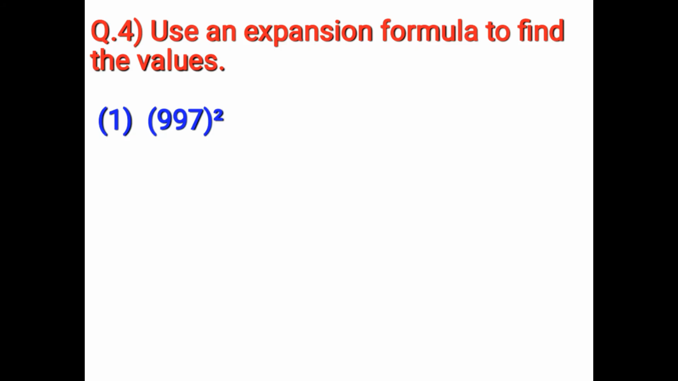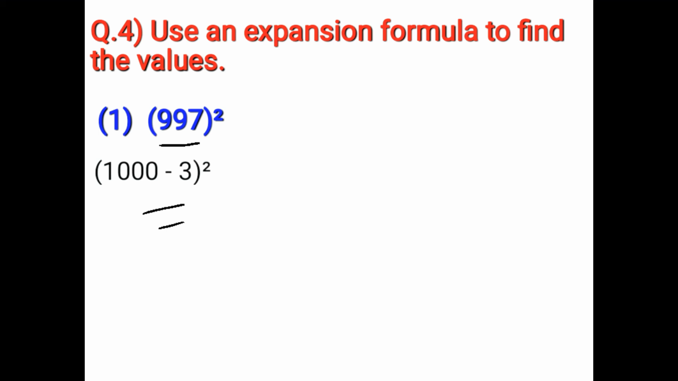997 the whole square means (1000 minus 3) the whole square. How do you take the subtraction expansion form here? You have to check only the unit place number. If the number in the unit place is more than 5, that is 6, 7, 8, 9 or 10, you have to take the subtraction expansion form. When you want to take the subtraction expansion form, you always have to take the next number which has 0 in the unit place.